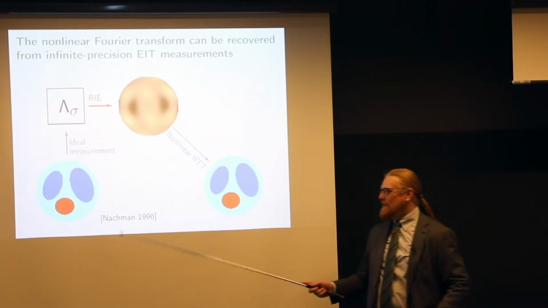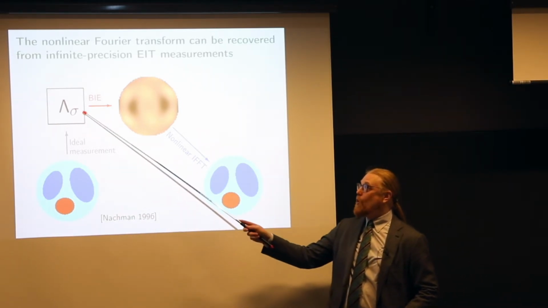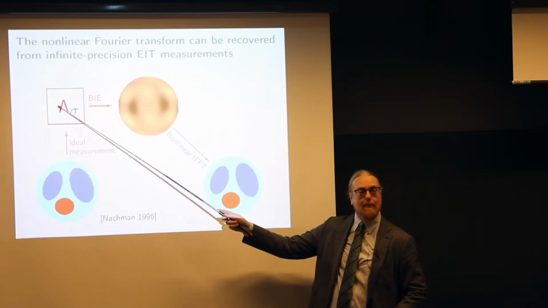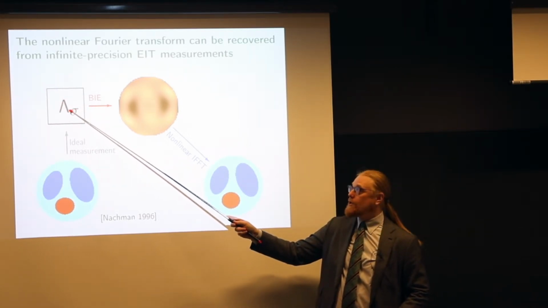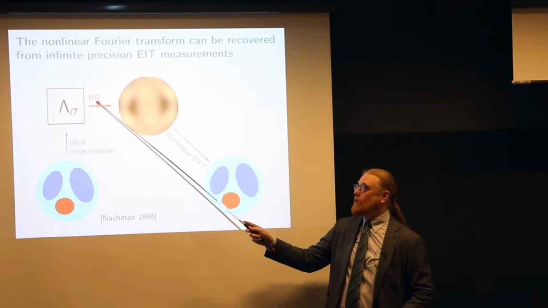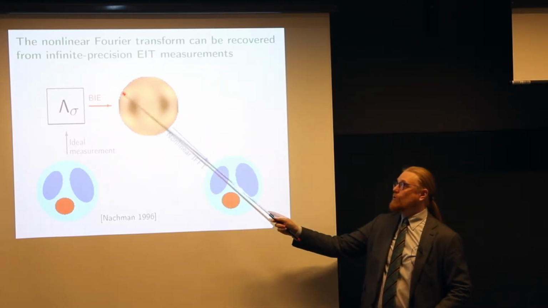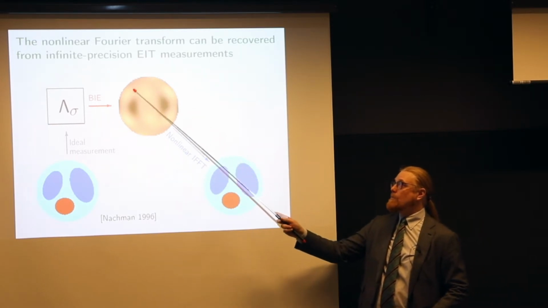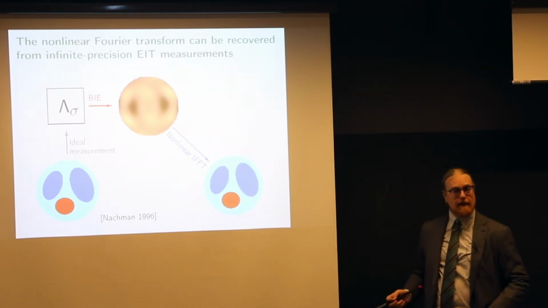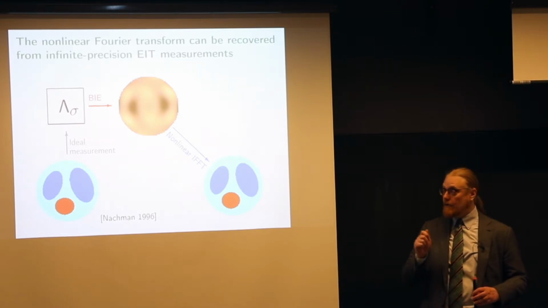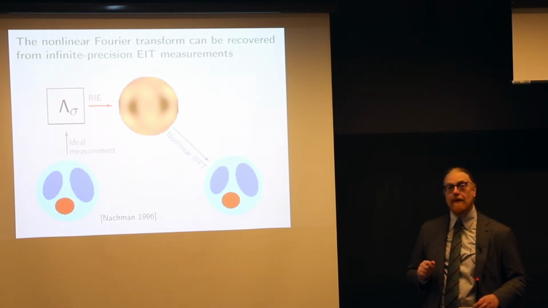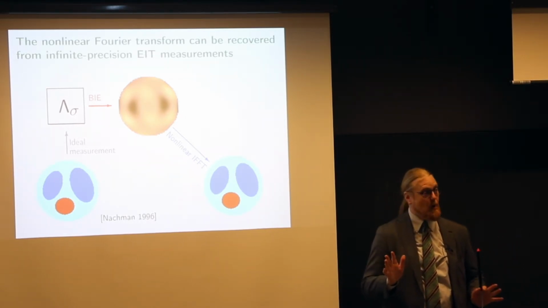Anyway, what it says is that if we know this perfect infinite precision measurement information, we can put this into a so-called boundary integral equation, and from there we can compute this nonlinear Fourier transform, and then we can invert and we can get a nice picture of the patient. But remember, this is for infinite precision data, which we never have in practice.